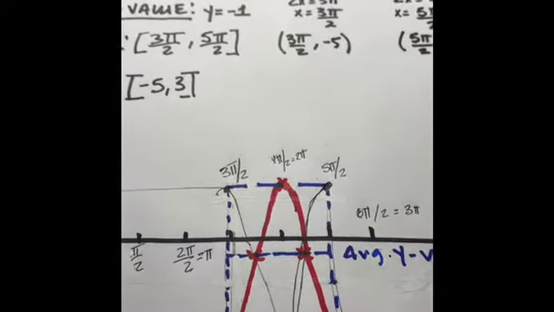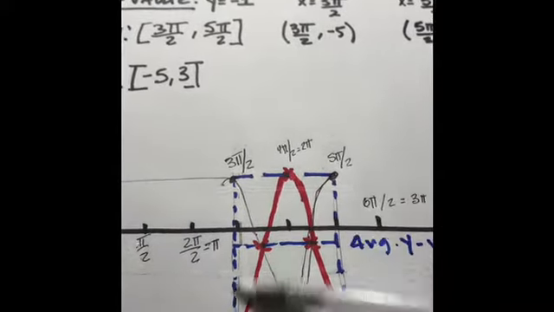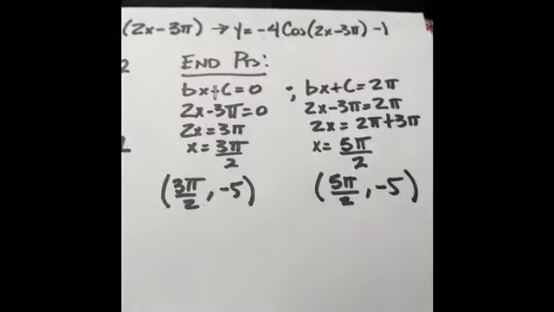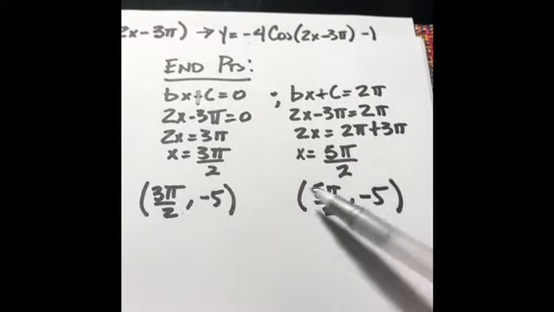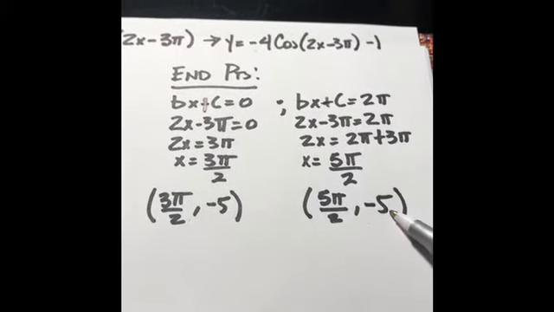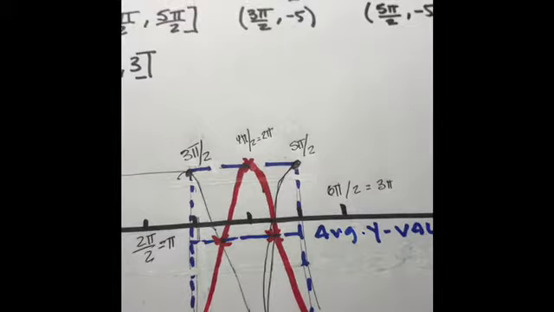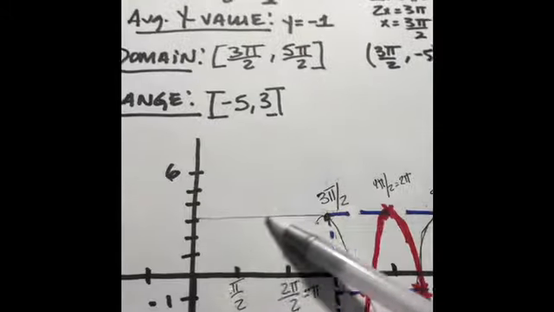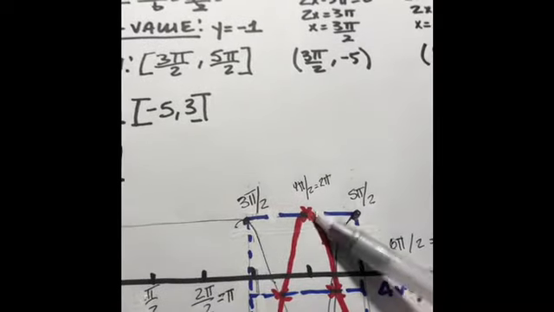And then splitting my graph in 4 quarters, and this is the final graph of the reflected equation. And my endpoints would be 3 pi over 2, comma minus 5, and 5 pi over 2, comma minus 5, which are these endpoints in the graph. Okay, and the maximum happens at 2 pi. 2 pi, comma 3 in y.